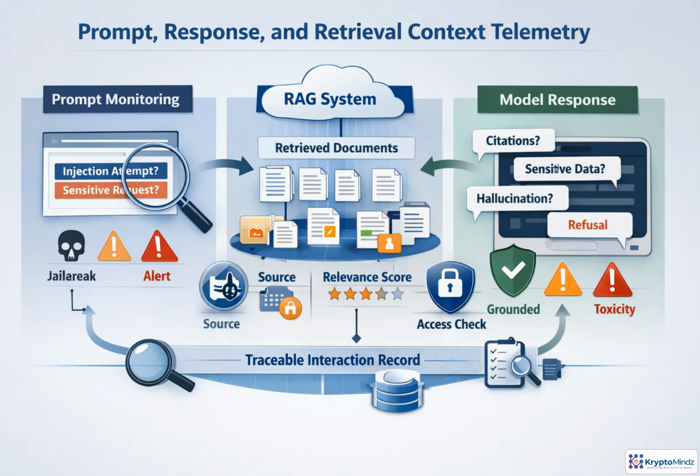In LLM and RAG applications, the response is only one part of the evidence. Telemetry should follow the full interaction: the user prompt, security signals, retrieved documents, source systems, ranking scores, authorization checks, and final answer. That record helps investigators determine whether an injection attempt changed instructions, whether the model used permitted evidence, and whether the output leaked sensitive data, hallucinated, or violated policy. The goal is a traceable chain from request to response.